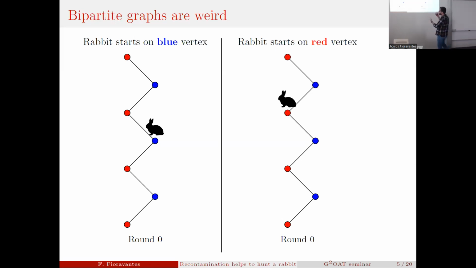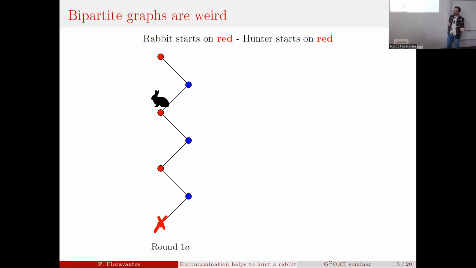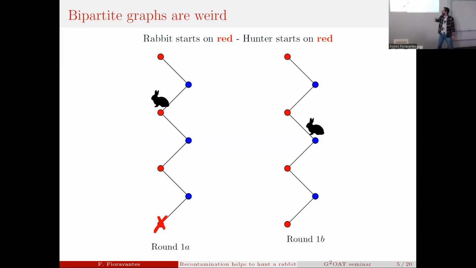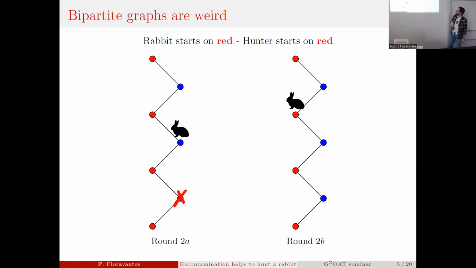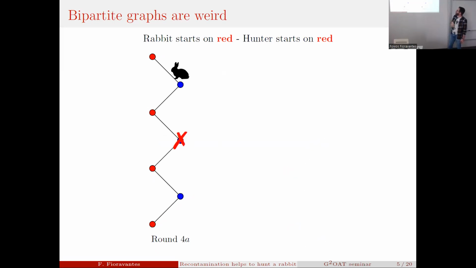So we will see this by, I put colors to show the bipartition. And there are two options: either the rabbit starts on a red vertex or a blue vertex. Let's imagine it starts on a red. And the strategy of the hunter will be to shoot one by one all the vertices of the graph. So after the first shot, the rabbit is there. We continue, the rabbit moves, tack.